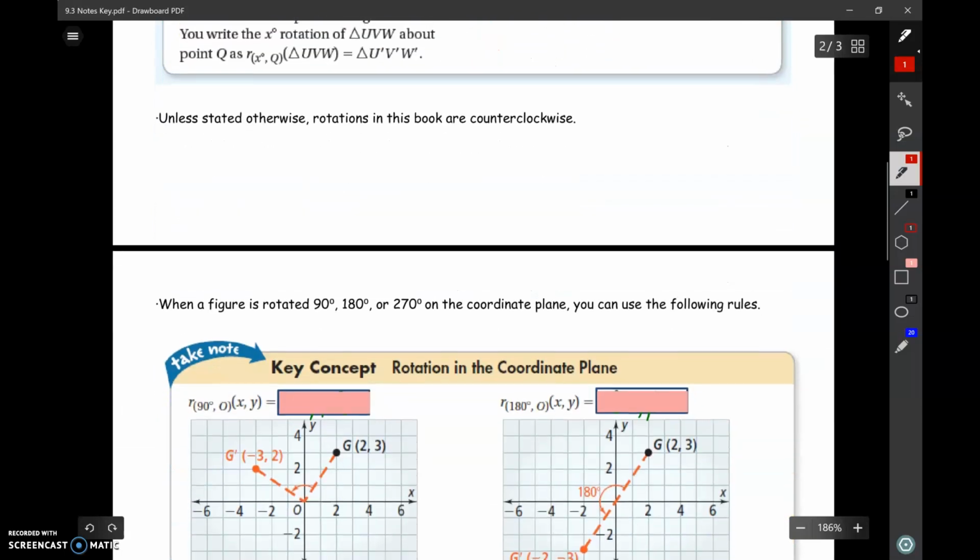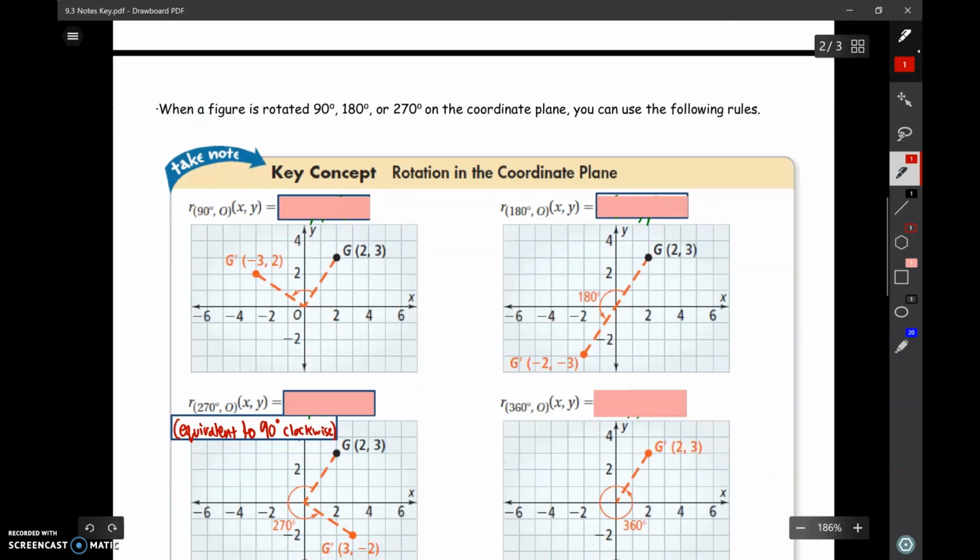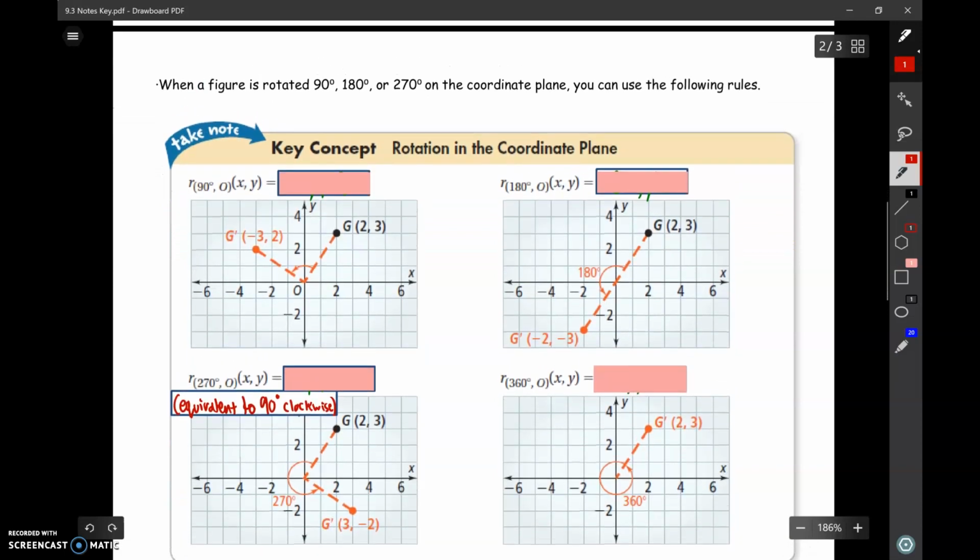So just to discover our first few rules, again, these are going to be the big ones if I'm moving 90, 180, or 270 degrees. So that would be a quarter turn, 2 quarter turns, or 3 quarter turns. We also do have a rule that if I wanted to spin around in a circle and make 360, technically we could refer to that one as a rule too.